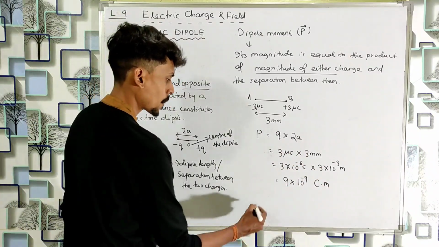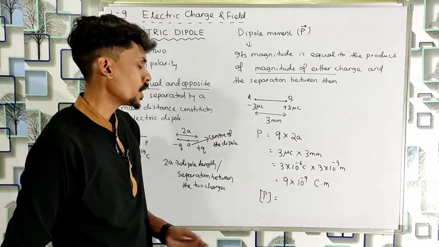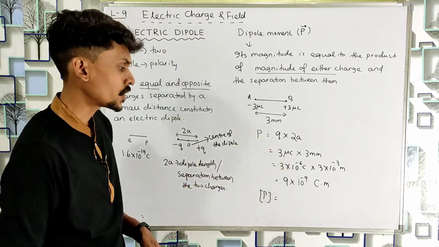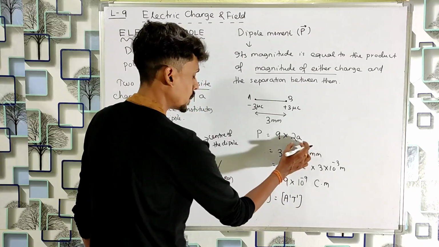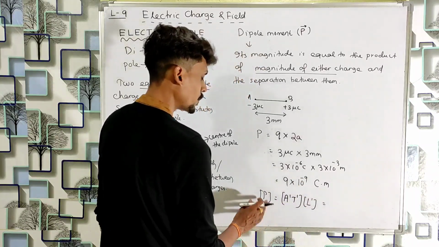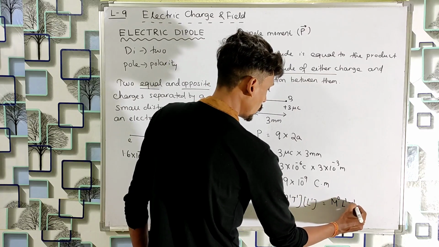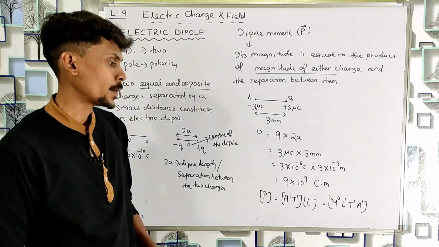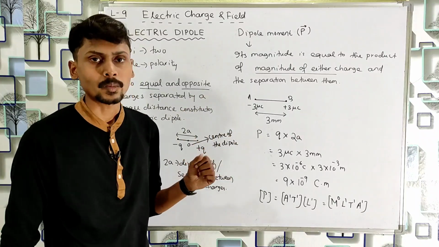And what is the dimension? The dimension of dipole moment will be how much? We are multiplying charge with distance. So the dimension of electric charge is A1 T1, and the distance has dimension L1. So the dimension of dipole moment will be M0 L1 T1 A1. Is that clear? So this is the dimension of dipole moment. In this way you can find the magnitude of dipole moment.